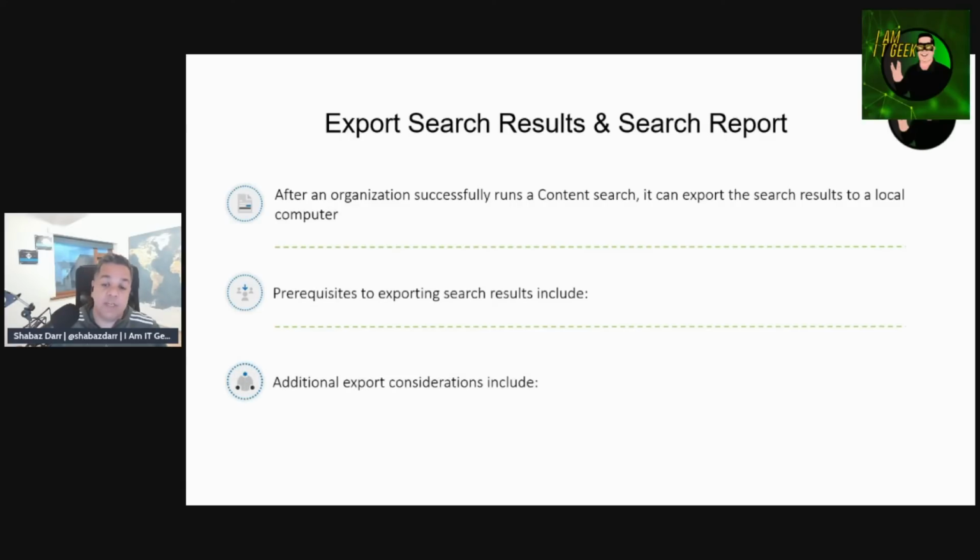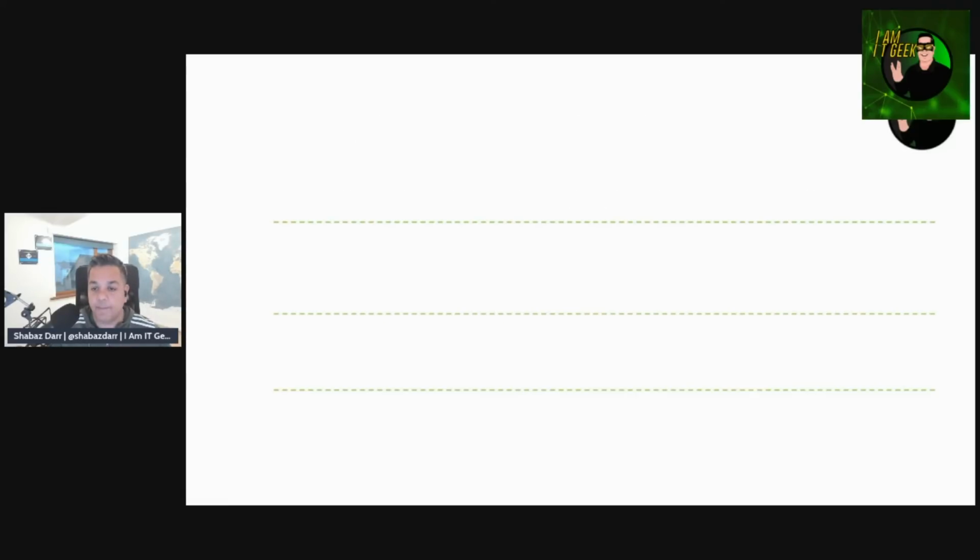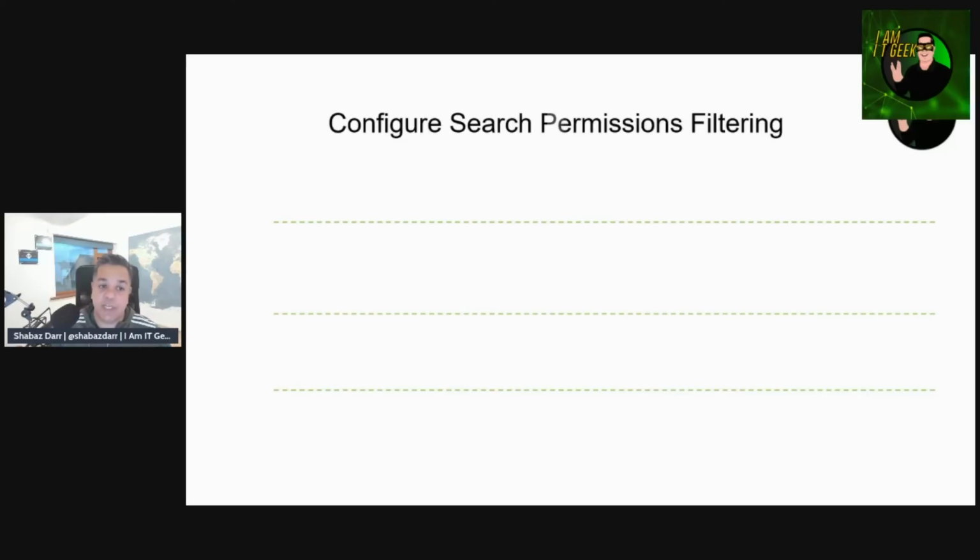For additional export considerations, automating the export or download process isn't supported by Microsoft and should be avoided. To improve performance when downloading search results, consider dividing a search that returns a large set of results into smaller searches. So, do not automate the export or download process. It has to be manual. Key takeaway from that. So let's talk about configuring search permission filtering.